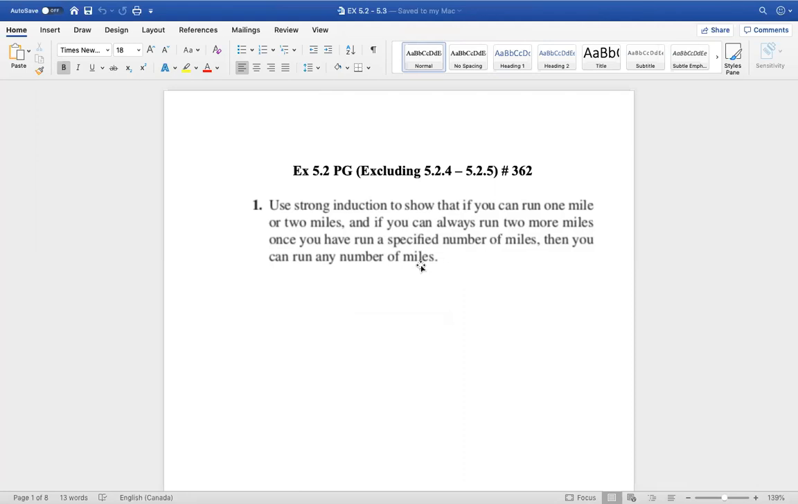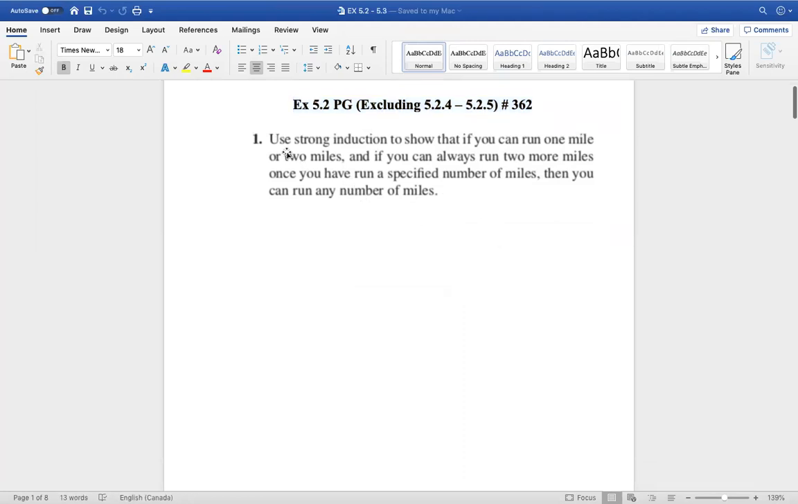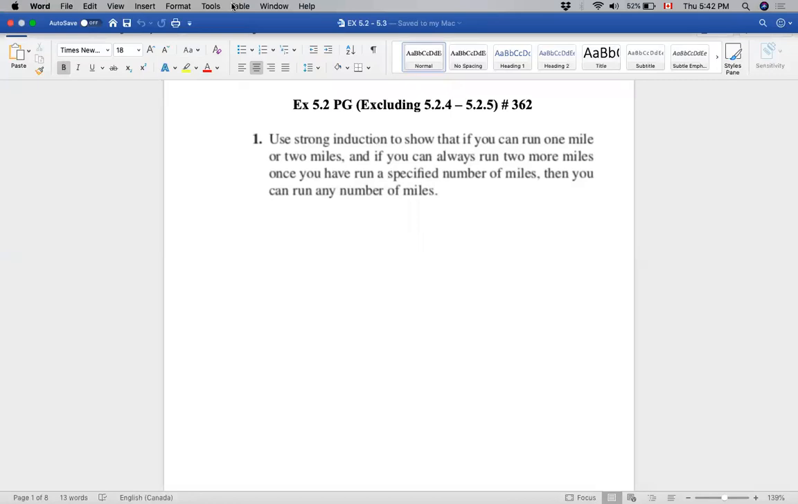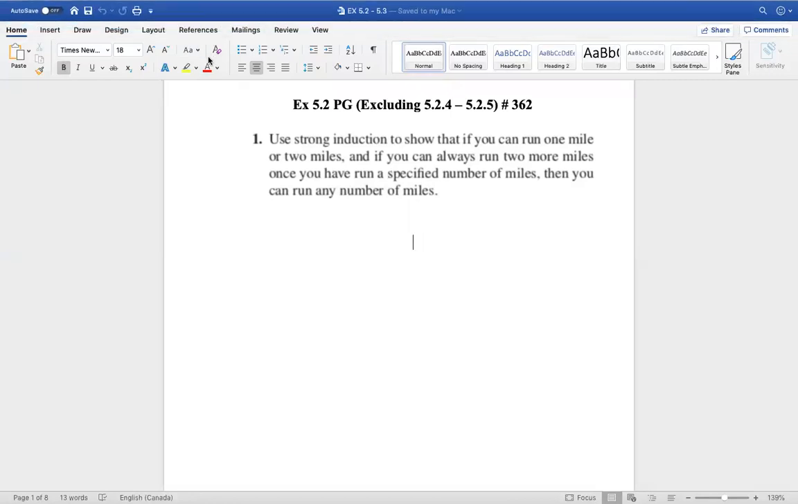Yes. Okay, great. So as mentioned earlier, we are excluding exercise 5.2.4 and 5.2.5 from 5.2. This is on page number 362 of your textbook, and this is going to be the first question. This question is regarding strong induction. We are supposed to use strong induction to show that if you can run 1 mile or 2 miles, and if you can always run 2 more miles once you have run a specified number of miles, then you can run any number of miles.